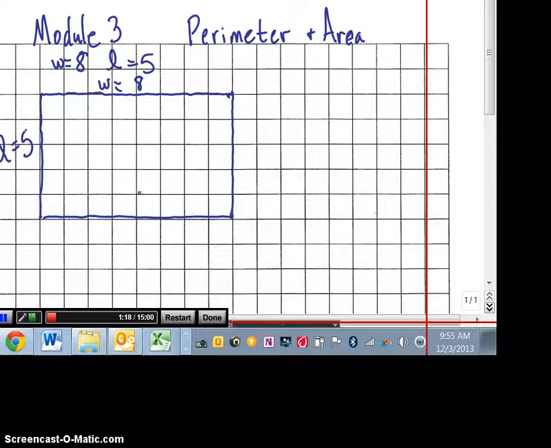Then I can use the perimeter formulas that we have learned about. I know that the perimeter formula is the width plus the width plus the length plus the length. If I use that formula, I substitute my value of the width, which is 8, and my value of the length, which is 5, and I put it in the formula. So it would be 8 plus 8 plus 5 plus 5.